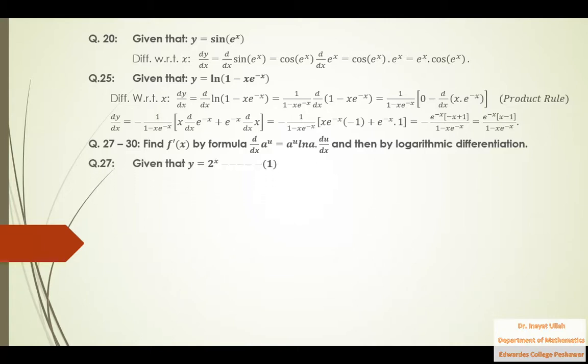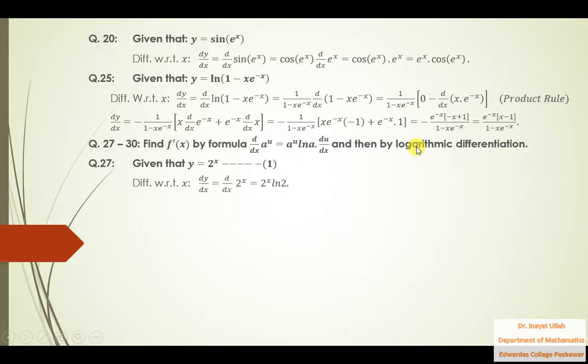We start from question number 27. Question number 27 is y is equal to 2 power x. We may say that is f of x. So f prime means derivative of the function. Taking the derivative of this function with respect to x, that is derivative of y, and that is derivative of 2 power x, that is a power x. So derivative of a power x is the same a power x into natural log of the base, which is 2. So that is the derivative of 2 power x by using this formula.